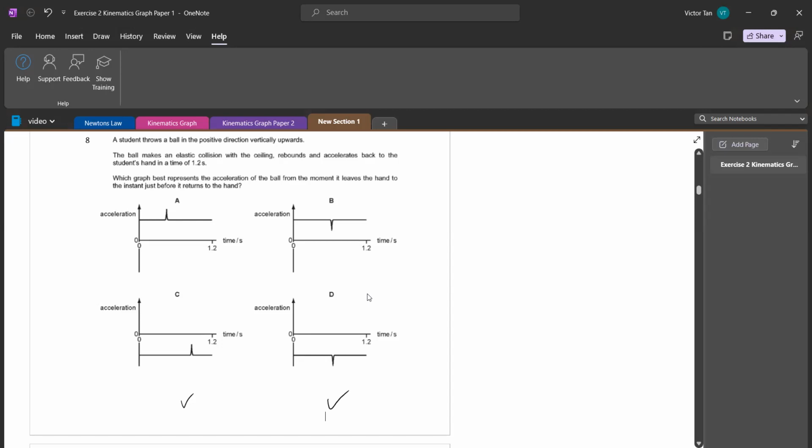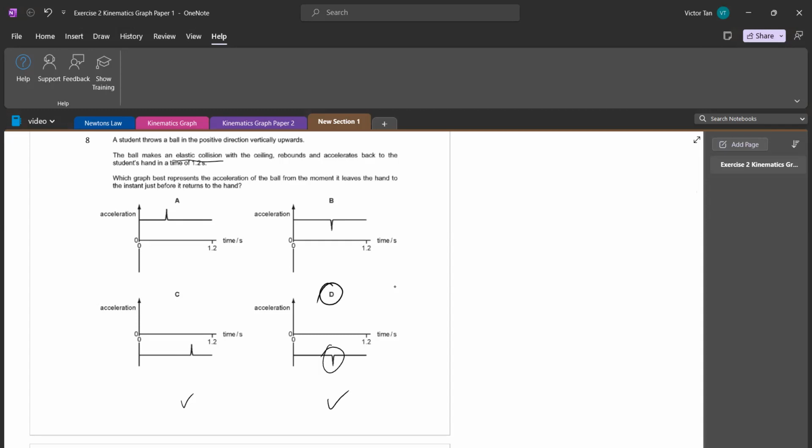The other clue is there's an elastic collision. That means it rebounds back with the same velocity, or the same speed. Therefore, the time it goes up and the time it comes down is the same. So it will be D.